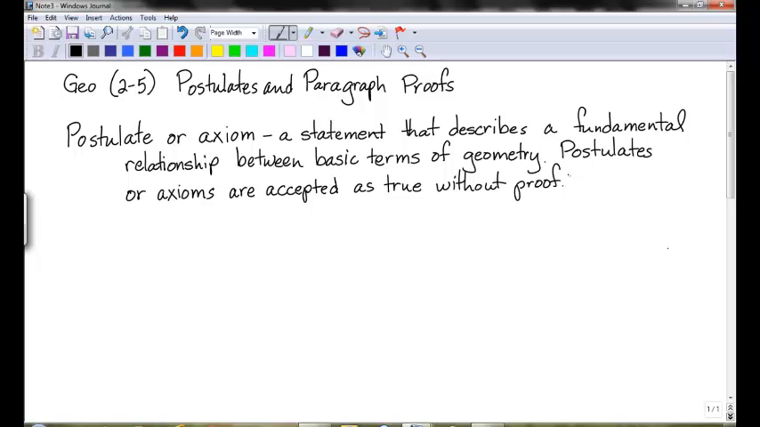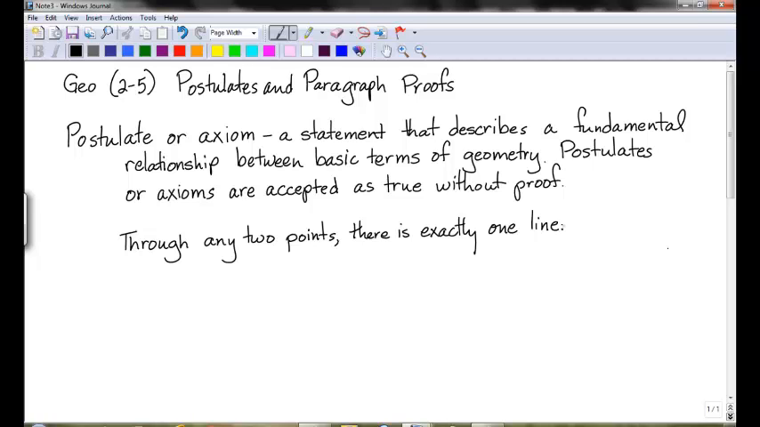Okay. First one says, now this is an actual postulate: through any 2 points there is exactly one line. Okay, and think about it. If I have 2 points, there's one line going through there. That's accepted as true without proof.